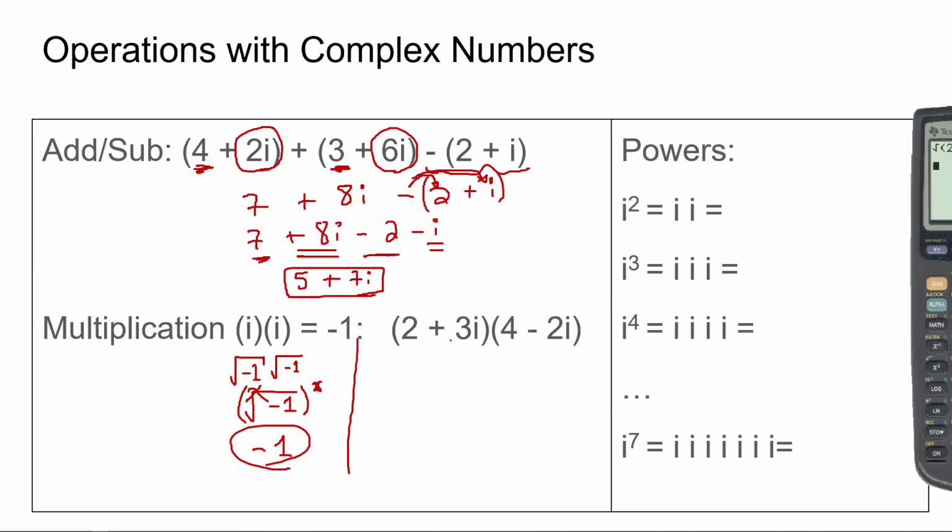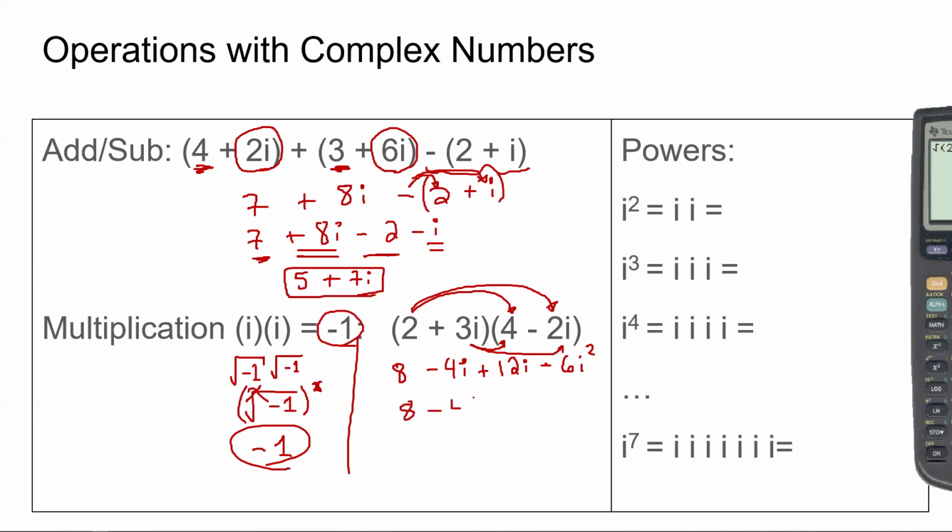Right here, I could FOIL this thing, just like I always do. First times the first would be 2 times 4 is 8, and the outer times the outer would be 2 times negative 2i, which would be negative 4i. 2 times 2 is 4, got the i hanging on there. Next up, I do the inner times the inner, so that's 12i. And the last times the last would be positive times a negative, so that's a negative. 3 times 2 is a 6. And then I've got i squared. And remember, i squared is equal to negative 1.